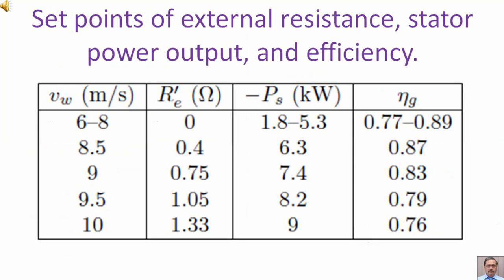Set points of external resistance, stator power output and efficiency. In this table we can see that for each value of wind speed, the value of external resistance is being changed, and subsequently the power output is changing and the efficiency is also changing.